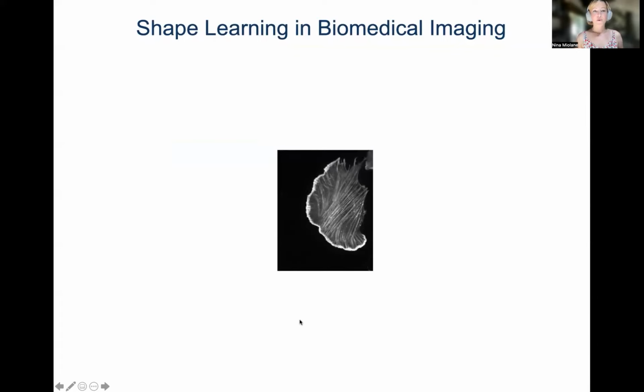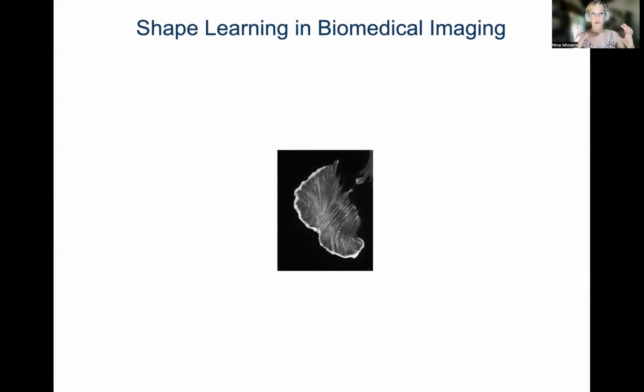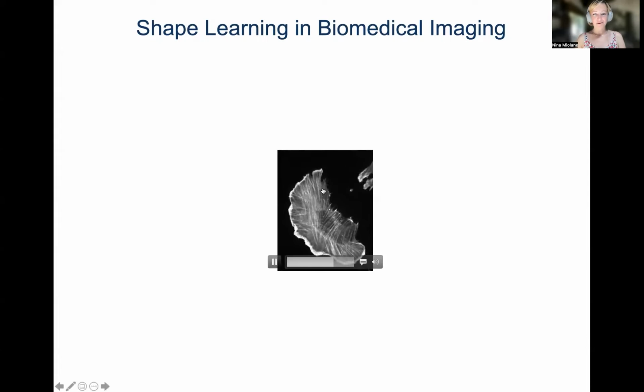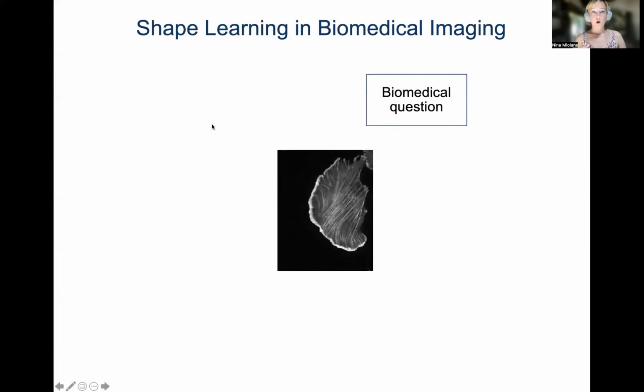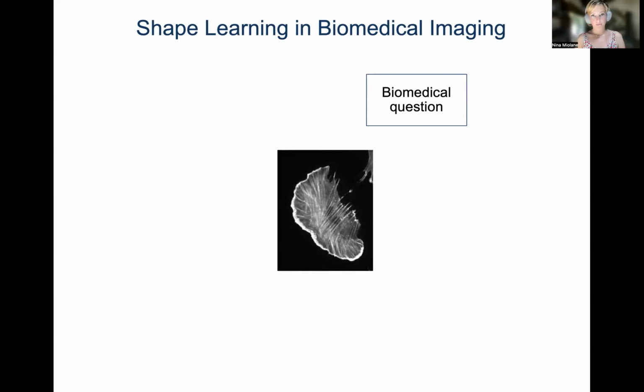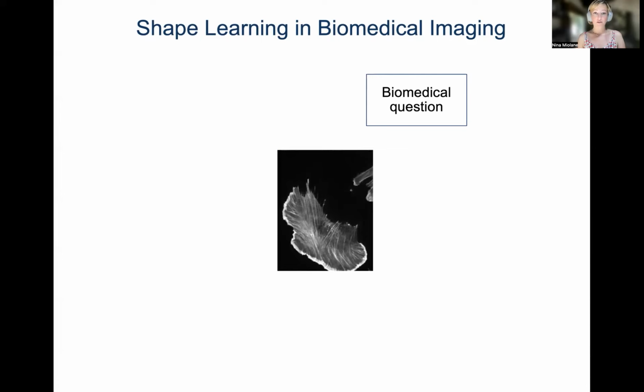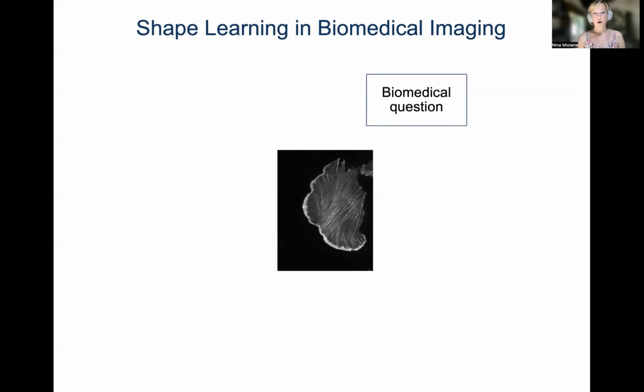Let me show you how we can do shape learning in biomedical imaging by showing you the architecture of a typical research project in our lab. So usually it starts with a biomedical question. For example, what is the acceleration of the atrophy that we see in the brains of patients with Alzheimer's disease? It will be interesting to know what's the magnitude of these accelerated brain shape changes, because it could give ideas to build automatic diagnosis procedure.